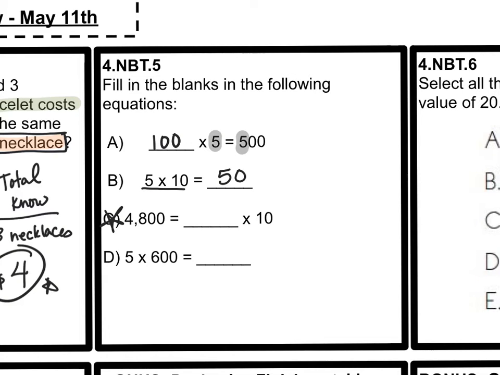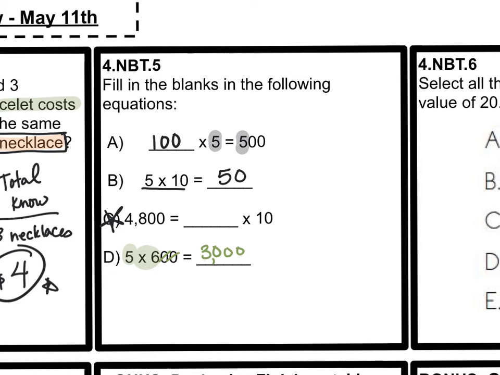I'm going to skip C for a second and move down to D. For D, what we're going to do is multiply 5 times 6 with 2 zeros at the end. So 5 times 6 is 30. With 2 zeros at the end is going to give me 3,000. Okay, now going back to C.